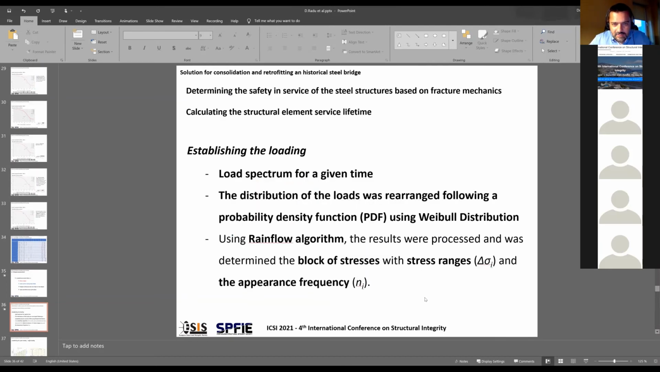We established the loading, considering a load spectrum given in time. The distribution of the loads was rearranged following the probability density function using a Weibull distribution. And in the end, using a rainflow algorithm, the results were processed and a block of stresses was determined, with stress ranges and their frequency, each block representing 1 year.